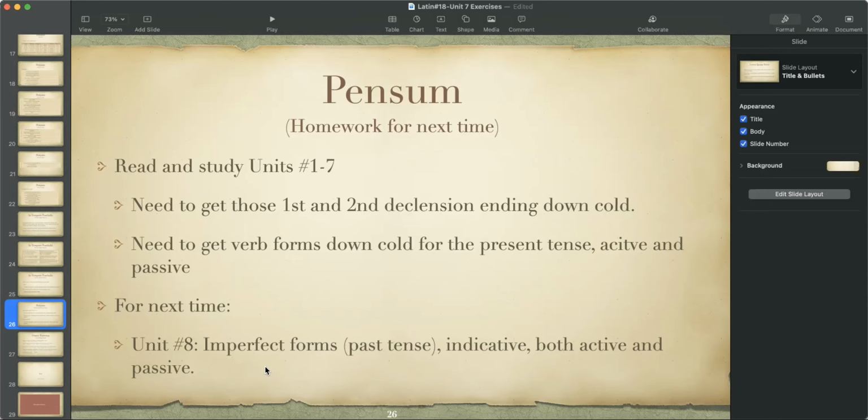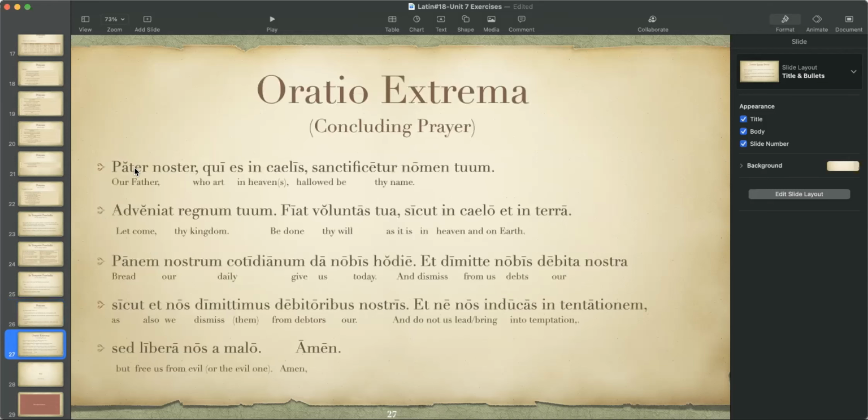So Collin's elected to cram it all into one unit. We may spread it out a little bit, only because it's a lot to memorize in one shot. So anyway, any questions? Because I think it's time to sign off.